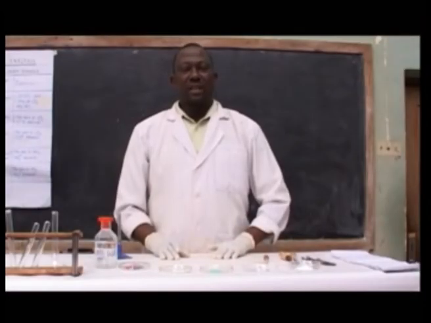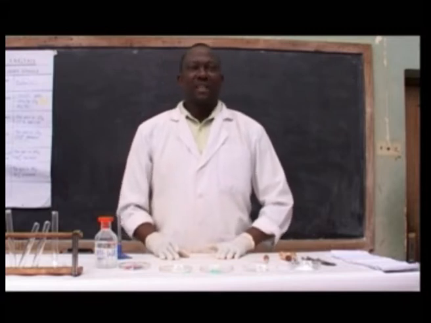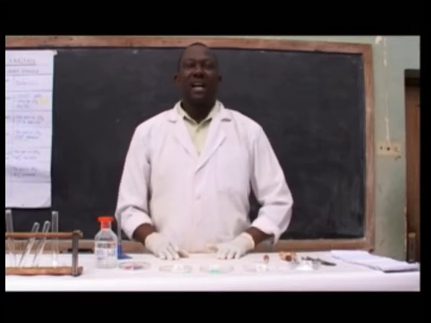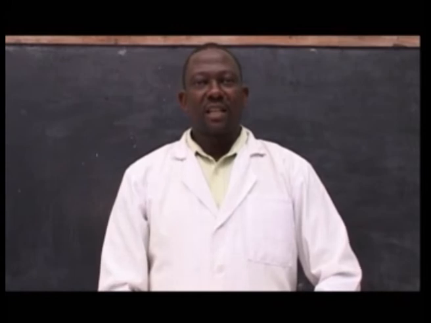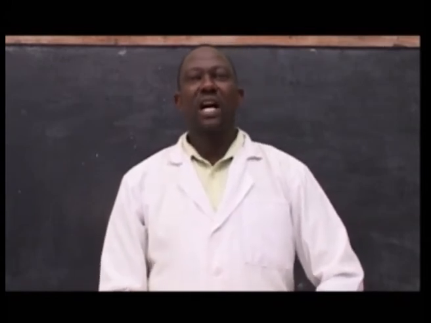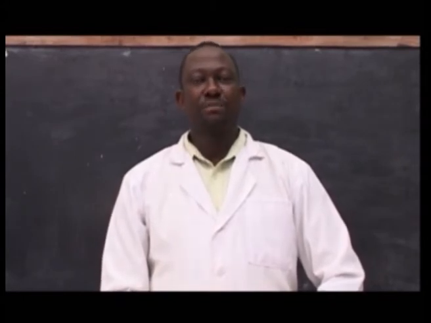Simple salts, when decomposed on heat, produce gases and residues. The gases evolved are the characteristic of the anion present in that salt, and the residues are the characteristic of the cation present in that salt. The aim of this experiment is to guide you on how to identify a cation and anion present in a simple salt when it is decomposed on heat.